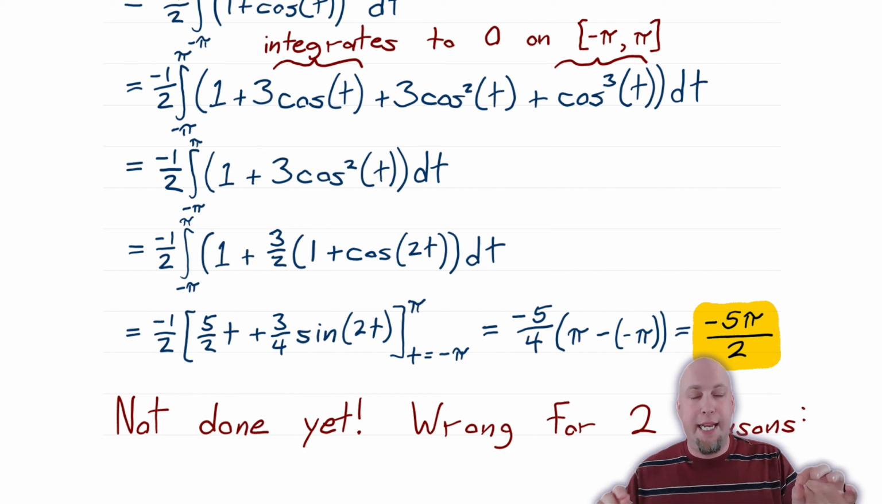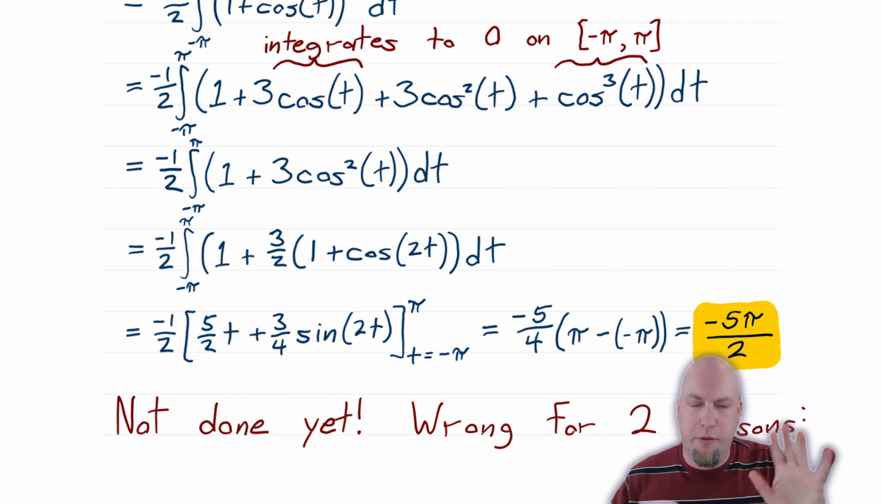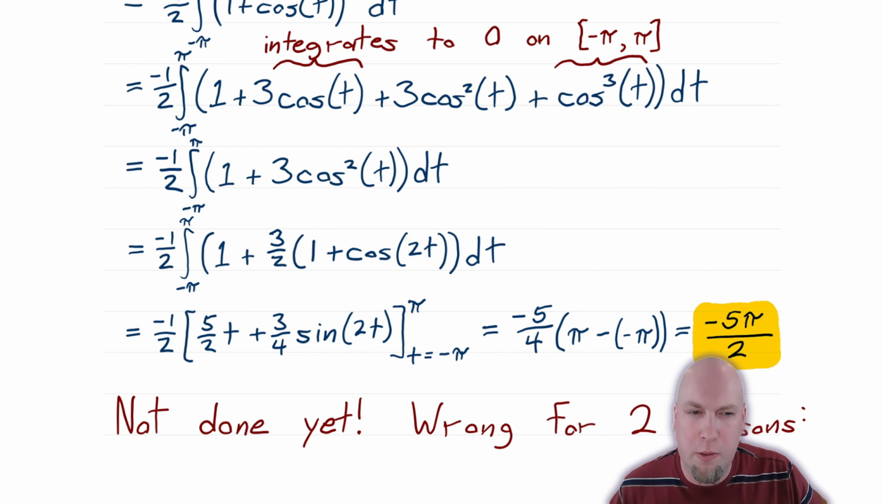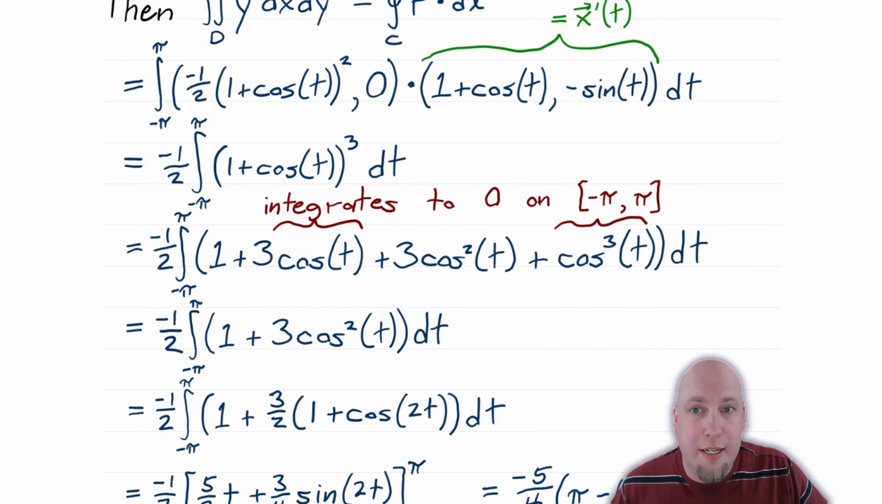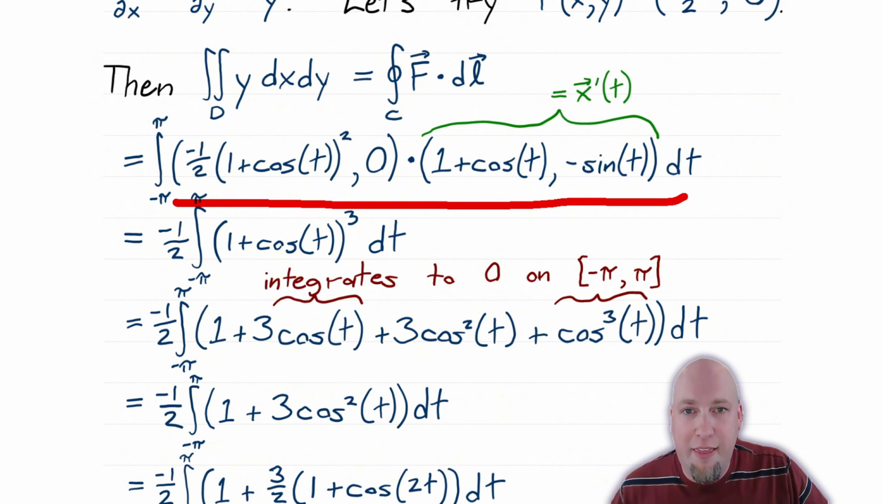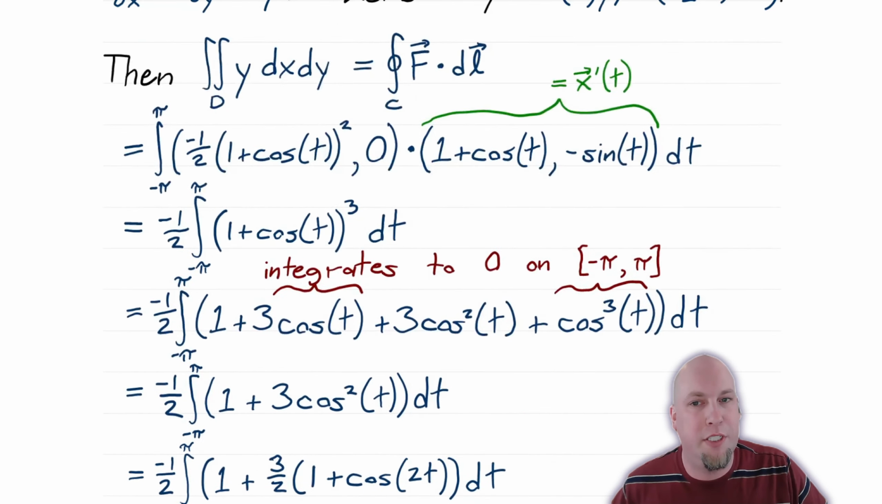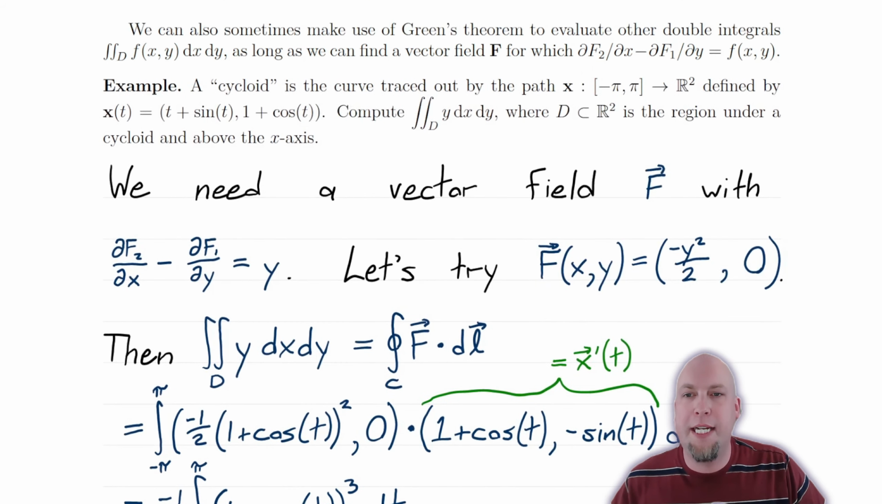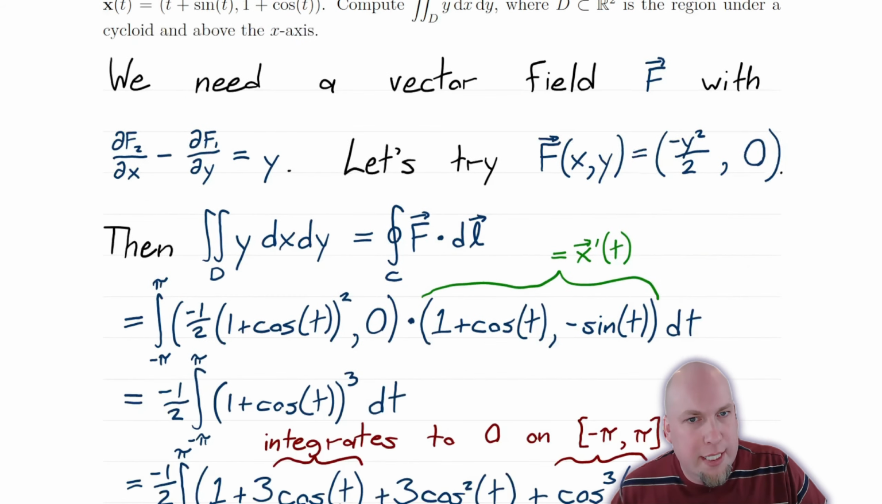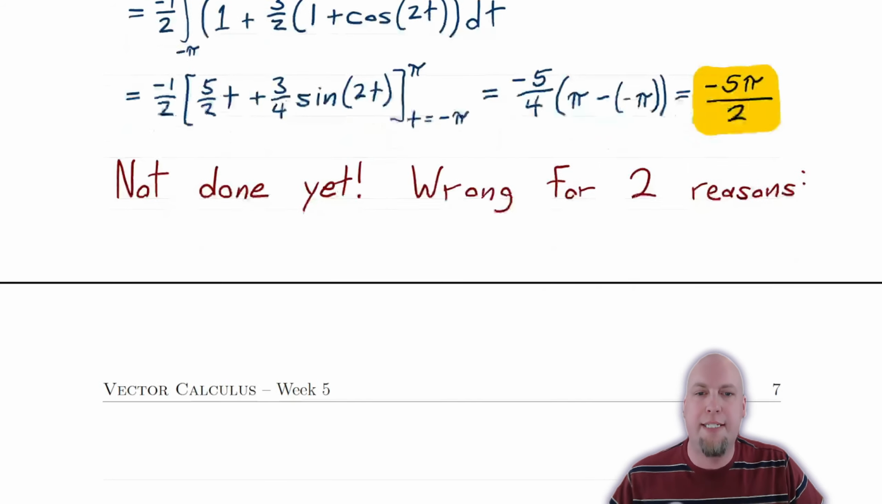Okay, and I claimed, remember, I said earlier that there are two things I did wrong here. So I want to talk about why this is not the right answer. This is the correct value of this vector line integral, okay? That's not a lie. That really is negative 5 pi over 2. But I misapplied Green's theorem. It's not equal to this double integral here. So what are the things I did wrong?